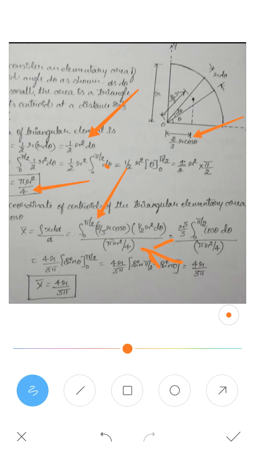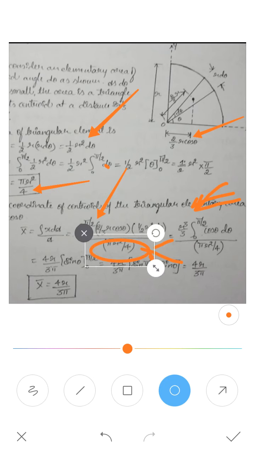In the next step you will get r cube divided by 3. This 2 and this 2 will get cancelled, and you get r cube divided by 3. The rest of the things are cos theta into d theta, that you have to integrate. And the denominator which I'm showing here is pi r square divided by 4, and in the next step it comes as it is.